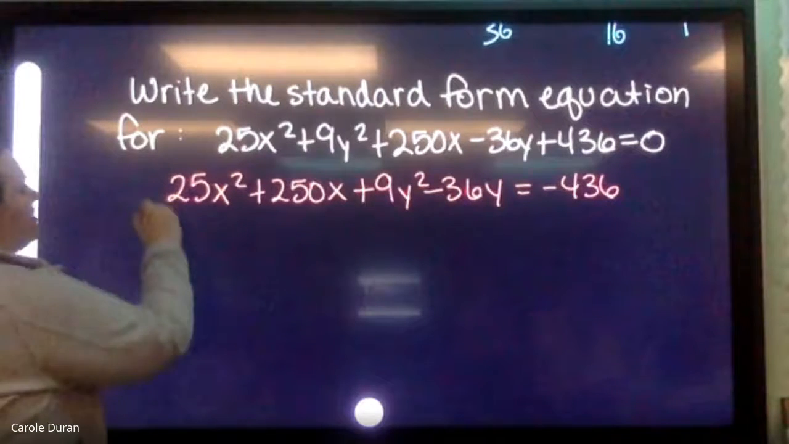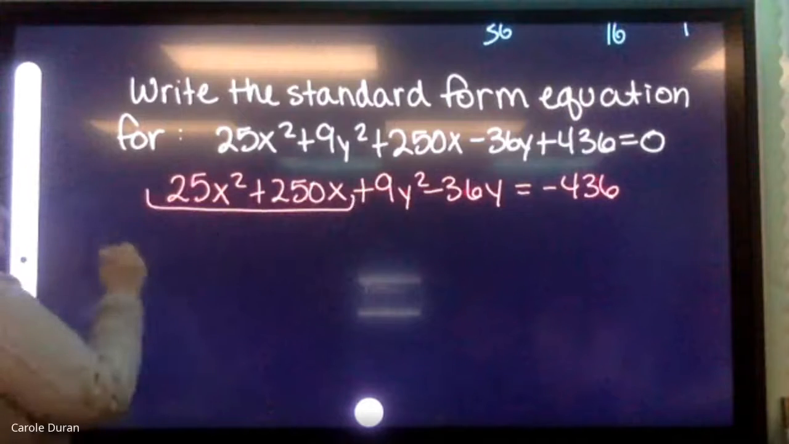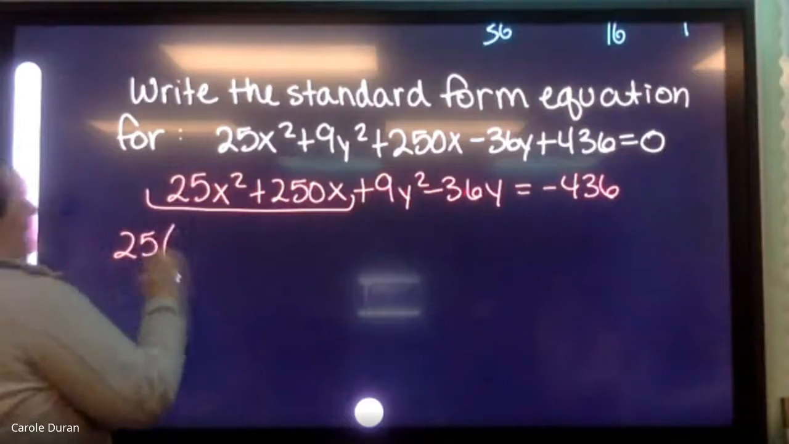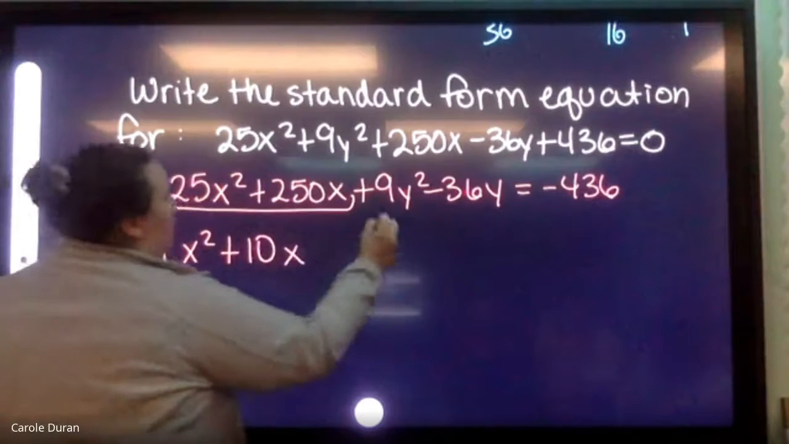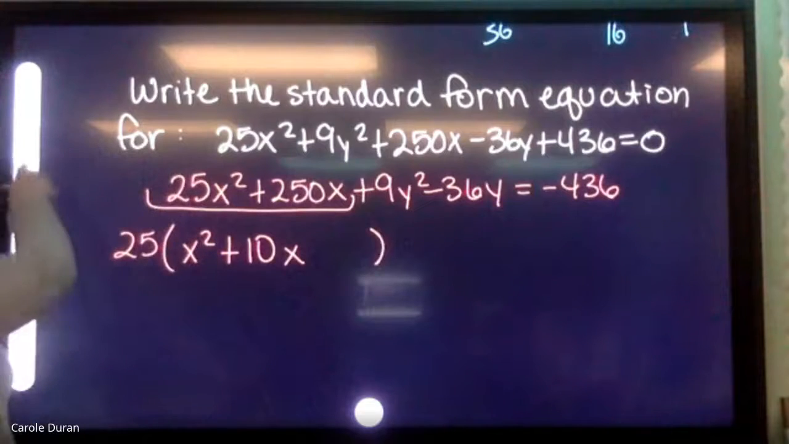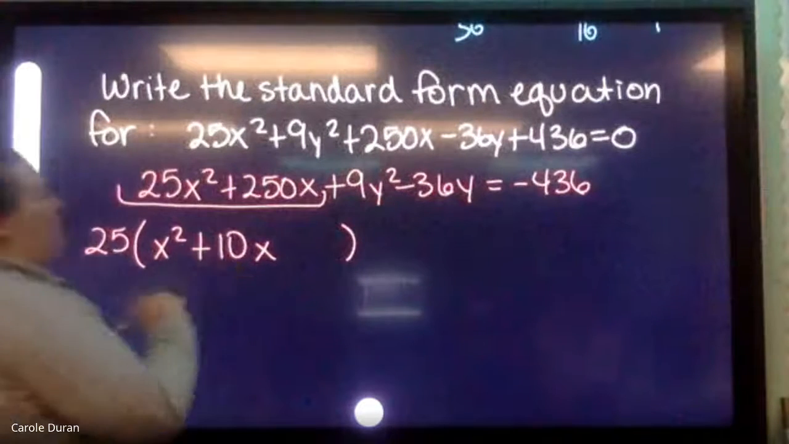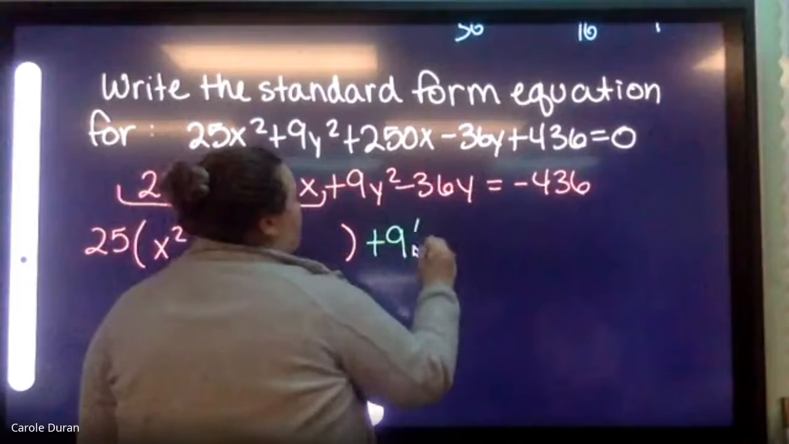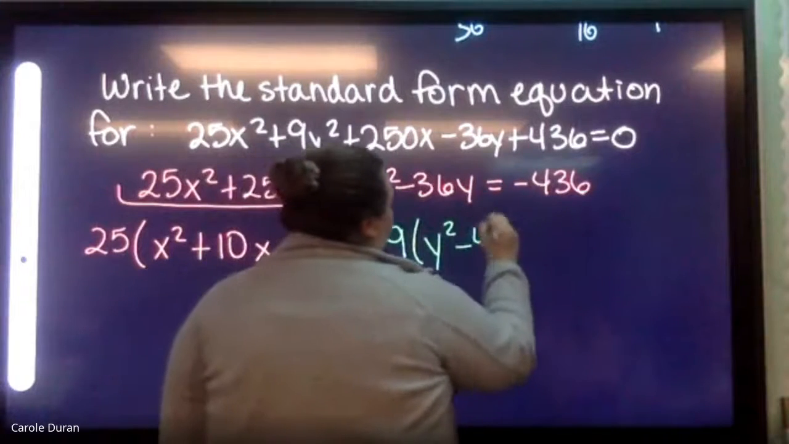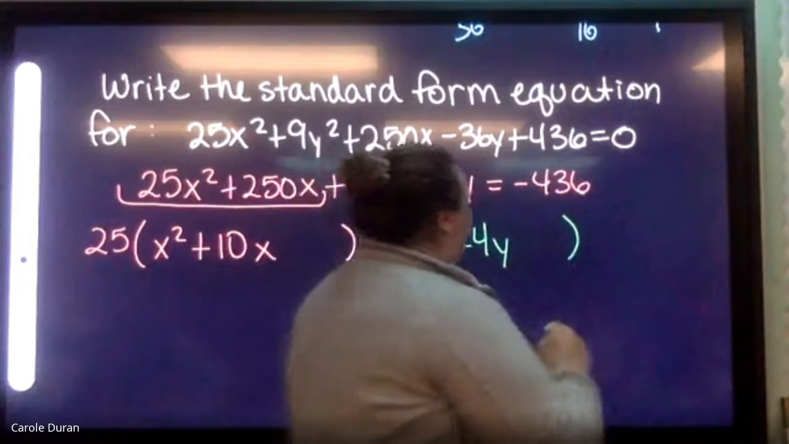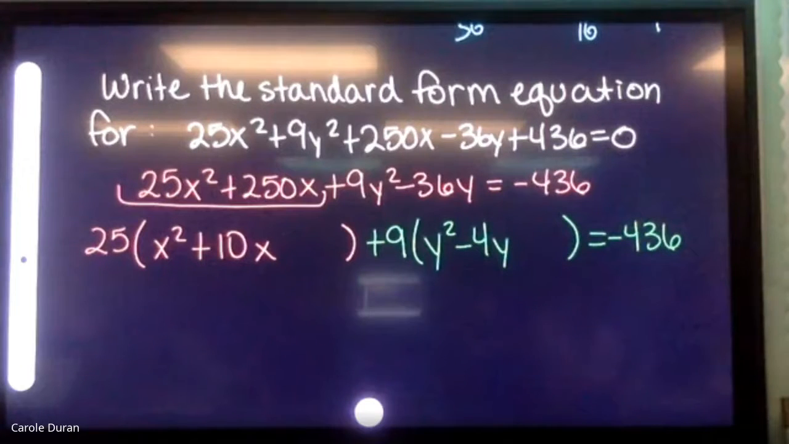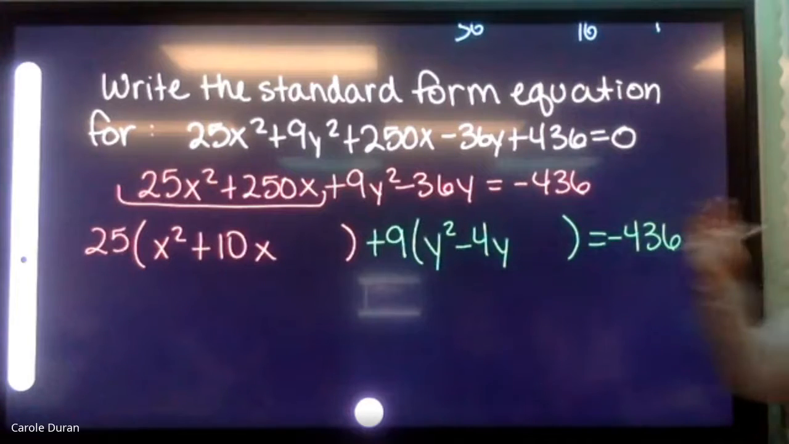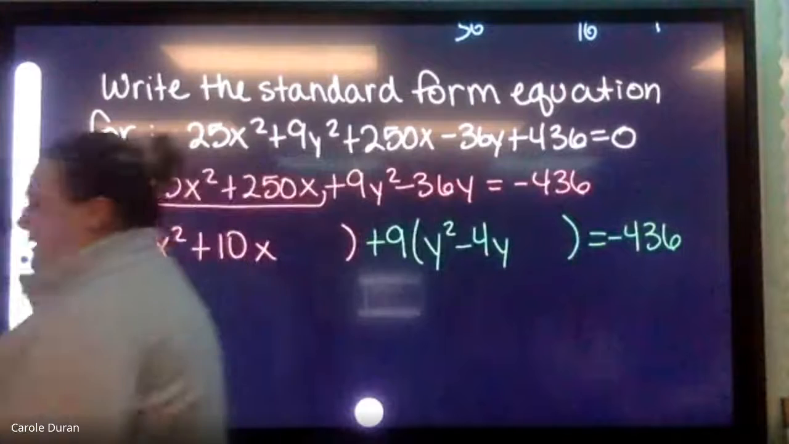So when I separate this, I'm going to divide a 25 out of both of these terms. And it's going to become 25 times the quantity, x squared plus 10x. And I'm going to leave space because I know that I'm going to have to put a third number in there. We're going to do the same thing for the y's. I'm going to take a 9 out. What I'm left with then is y squared minus 4y, again leaving space for a third number, and then still equals negative 436. So I factored out that number because it's going to have to stay there for the duration of our process here.